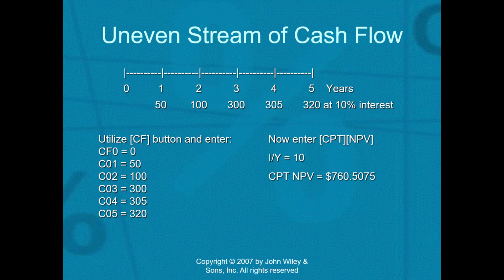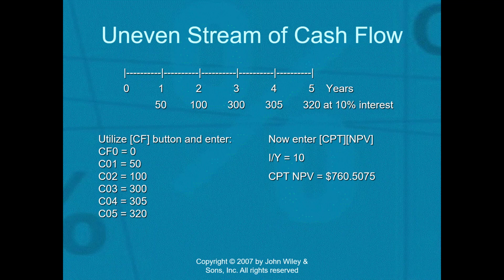So now it wants to know what kind of interest rate. What is it going to cost you to borrow the money to make this purchase? So we're going to say in this case it's going to be 10. That can be a discount rate, right? How much you're going to discount the cash flow. So you type in 10, enter. Now it says I equals 10.